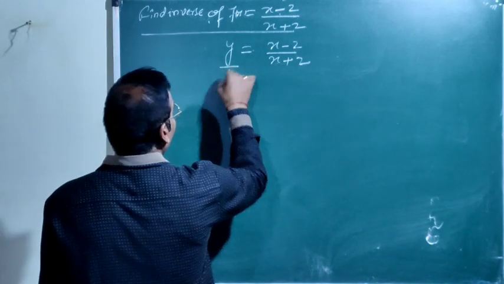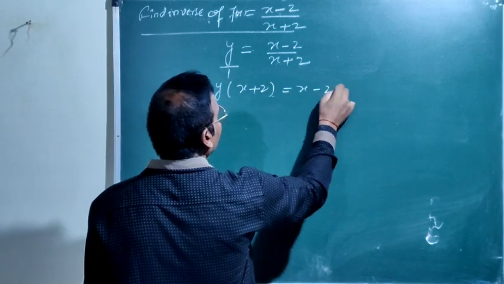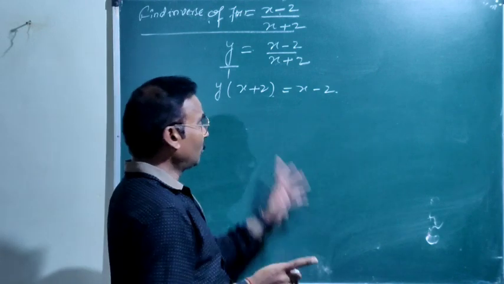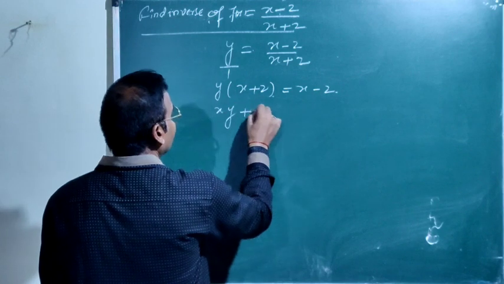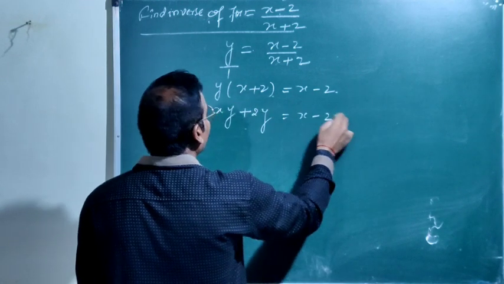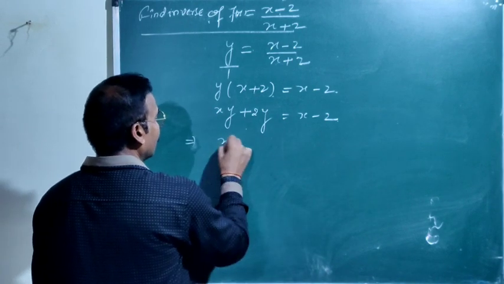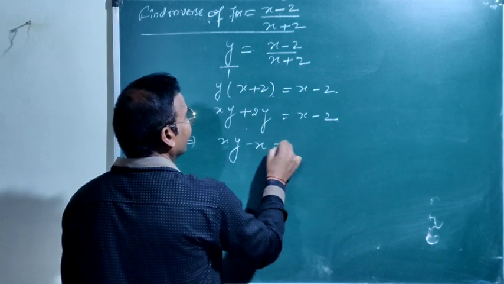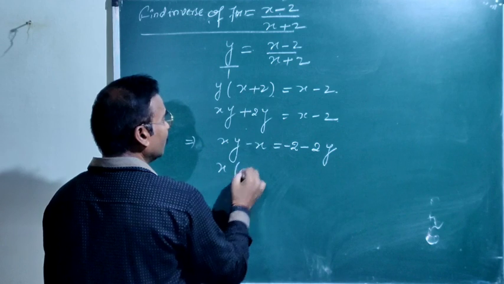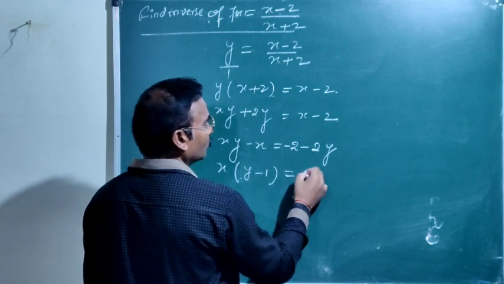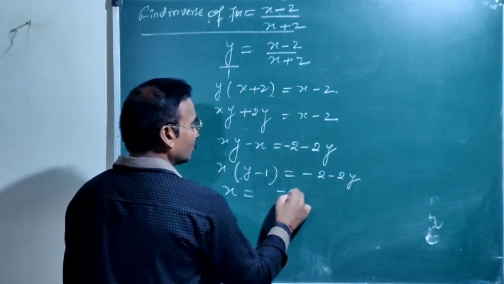Okay, so now cross multiply: y into (x plus 2) equals x minus 2. Remember that you have to find x. So xy plus 2y equals x minus 2. Now take aside all the terms of x: xy minus x equals minus 2 minus 2y. So now take x common: x(y minus 1) equals minus 2 minus 2y. So x equals (minus 2 minus 2y) upon (y minus 1).